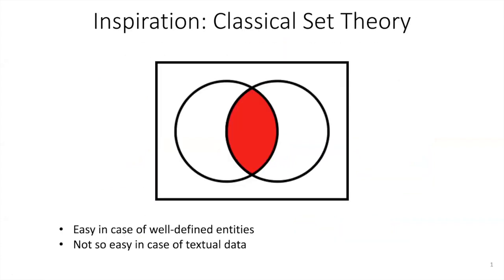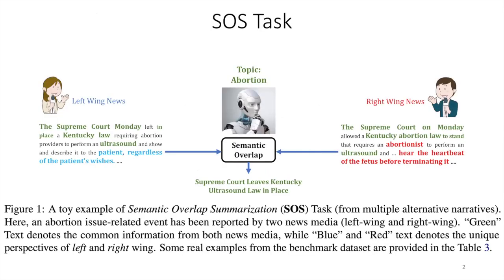Semantic Overlap Summarization, or SOS task, is inspired by set theory. In set theory, we have the concept of set intersection. Set intersection is easy to define when you have well-defined entities such as numbers. However, it is not so clear in the case of textual data. A human would mostly express the output in the form of natural language.